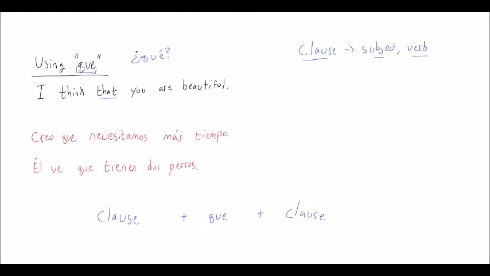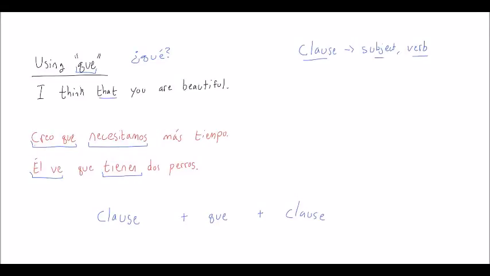We do need que. Looking at these two examples, creo que necesitamos más tiempo. I think we need more time. Or, él ve que tienen dos perros. He sees that they have two dogs. The subject changes from the first part of the sentence to the second. The first part is I, or he, and the second part is we, or they.